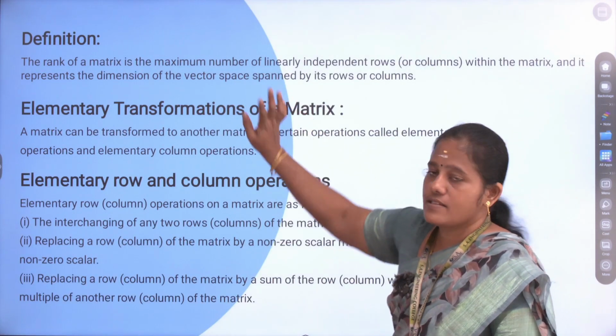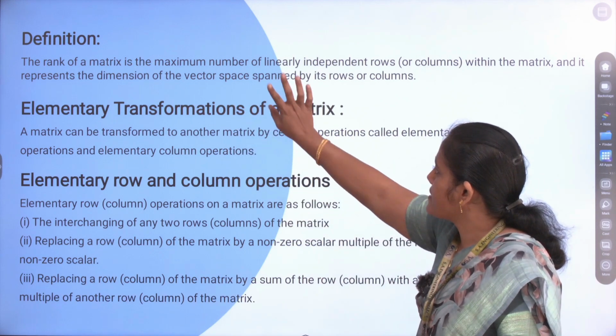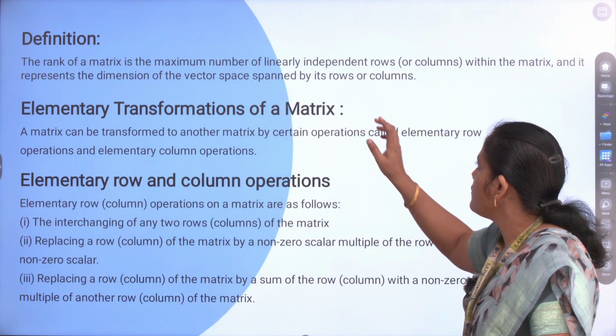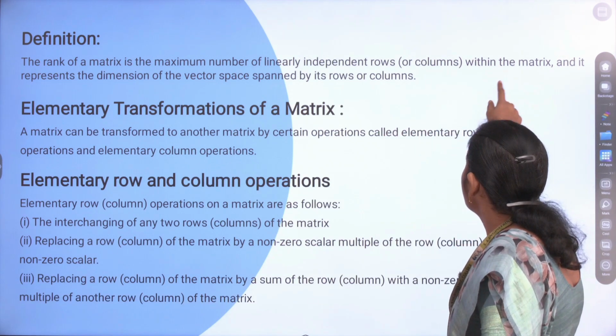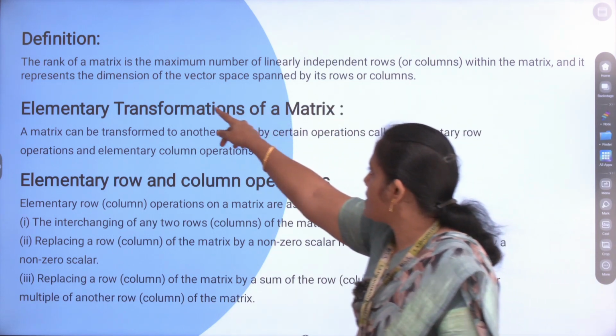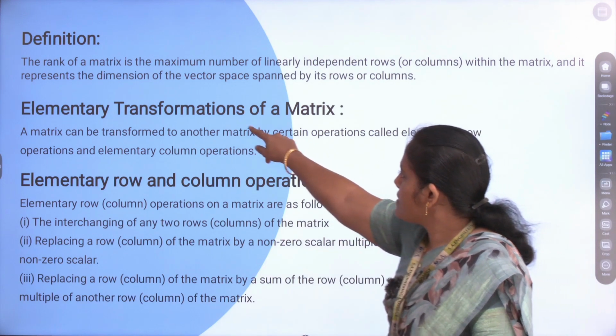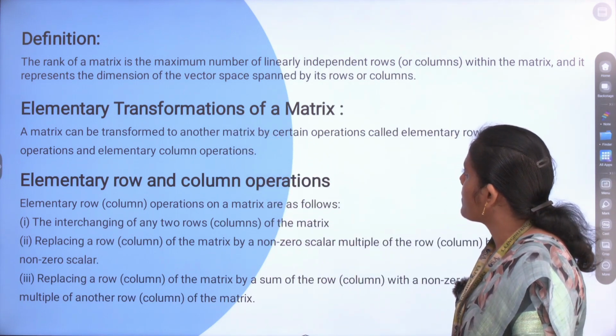First we discuss the definition of the rank of a matrix. The rank of a matrix is the maximum number of linearly independent rows within the matrix. It represents the dimension of the vector space. The next topic is elementary transformation of a matrix.